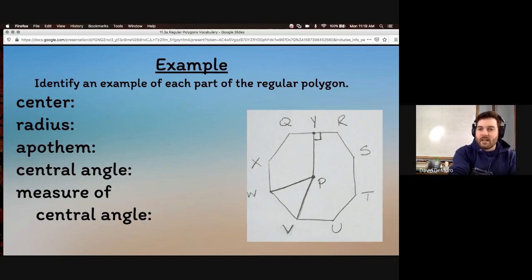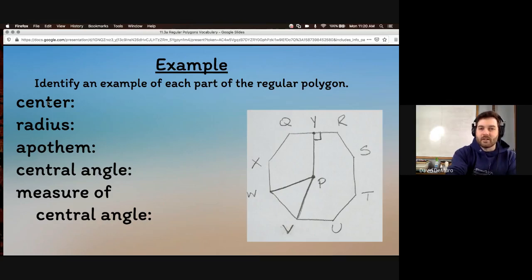So in this case, it looks like we've got 1, 2, 3, 4, 5, 6, 7, 8. We've got a regular octagon. And I want to identify some of the different parts that can be found in this octagon. This would be a good time to pause the video if you want to come up with those parts on your own. We're going to name these different parts that we have. Well, let's see what we have.